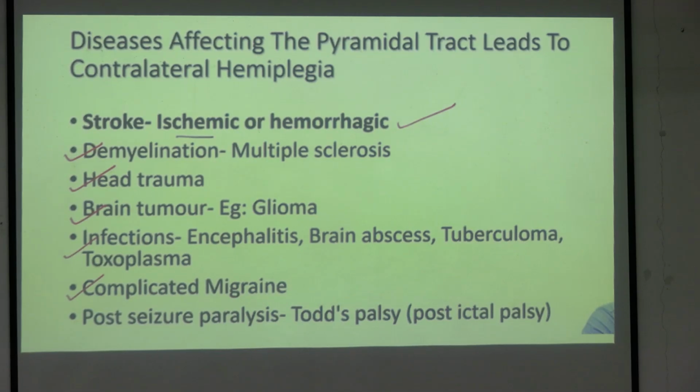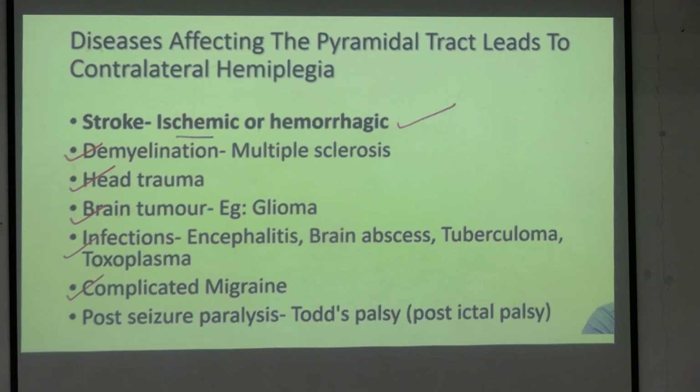Anyway, brain tumor, definitely glioma. If there is a brain tumor, glioma, a very slow growing brain tumor, that will develop hemiplegia gradually. These patients develop hemiplegia over months, over years. Infections, encephalitis, brain abscess, tuberculoma and toxoplasma, these are the lesions in the brain that can involve the parenchyma, also compress the corticospinal tract and cause hemiplegia.